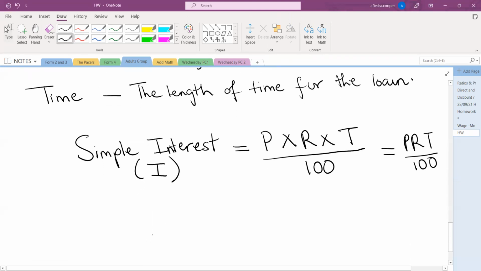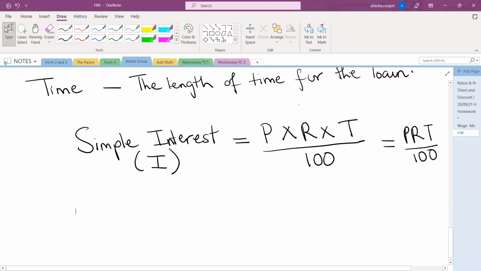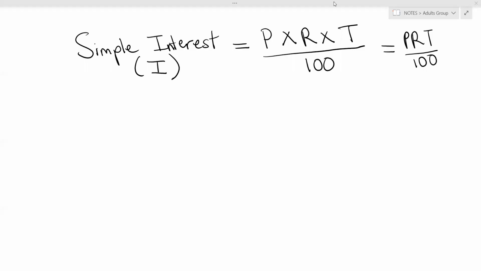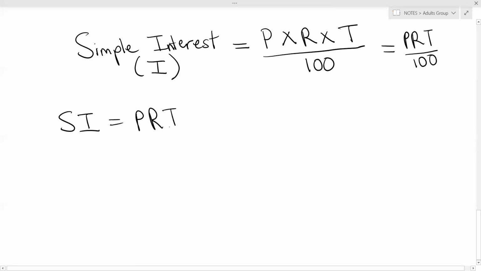Sometimes they won't ask you for the simple interest. They will give you the simple interest and they may ask you for your principal, your rate, or your time, and we are going to make each one of them the subject of the formula. So just to reiterate, our simple interest formula is equal to principal by rate by time over 100. That's if you're solving for your simple interest.